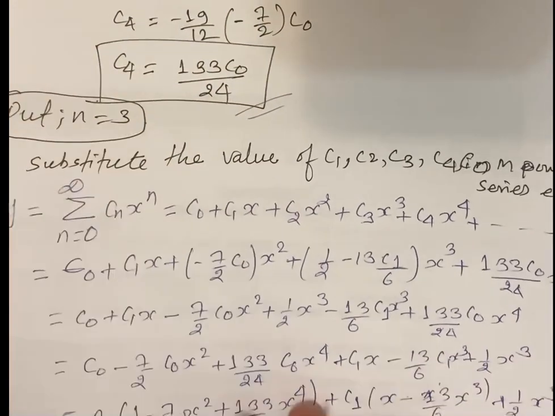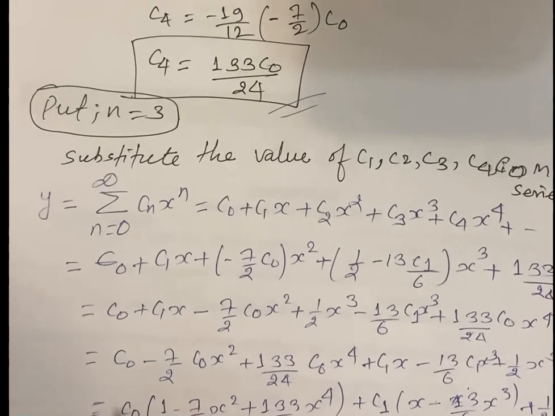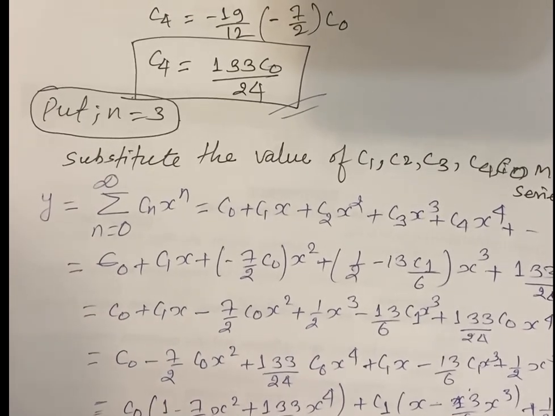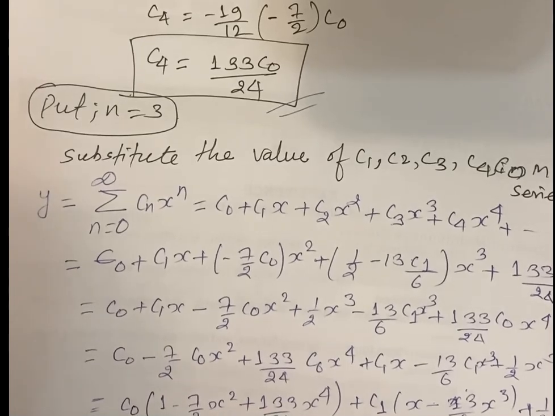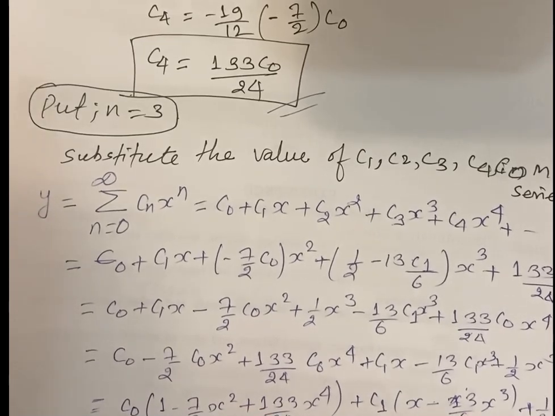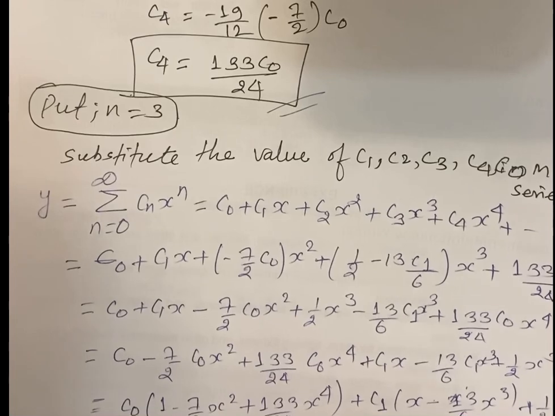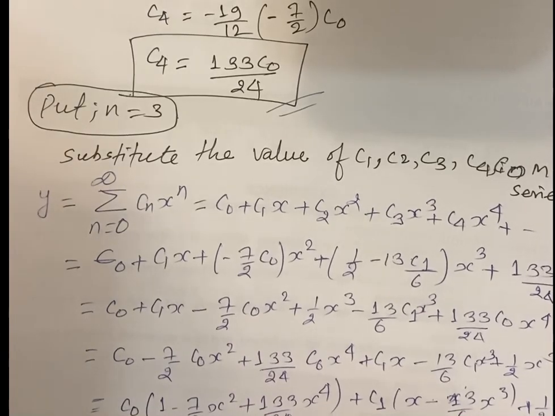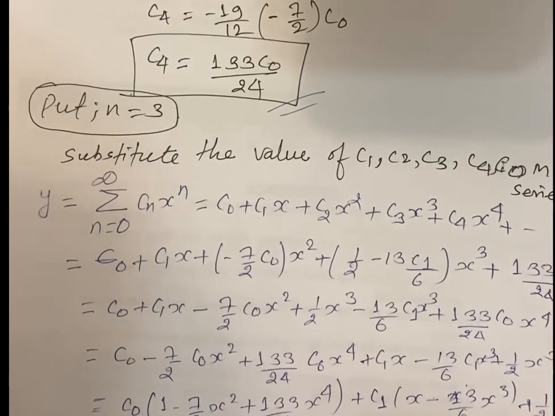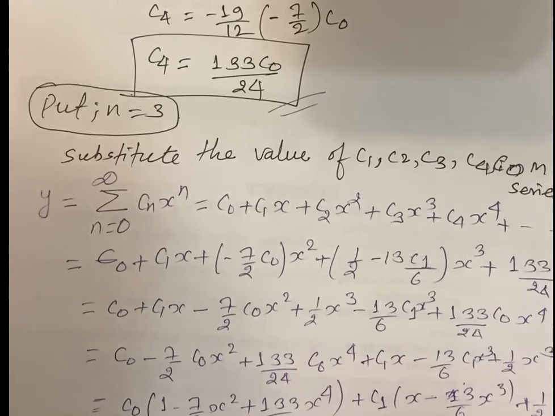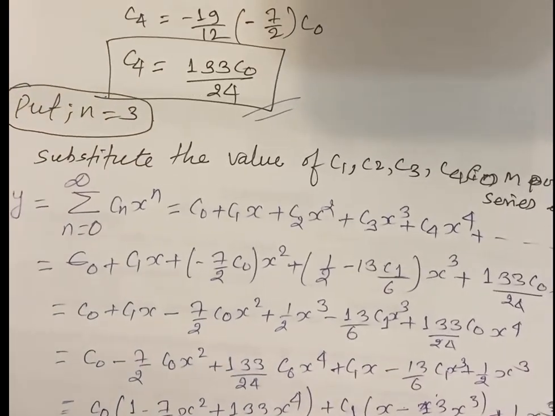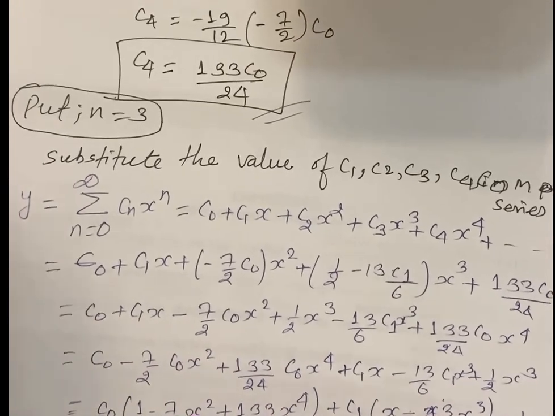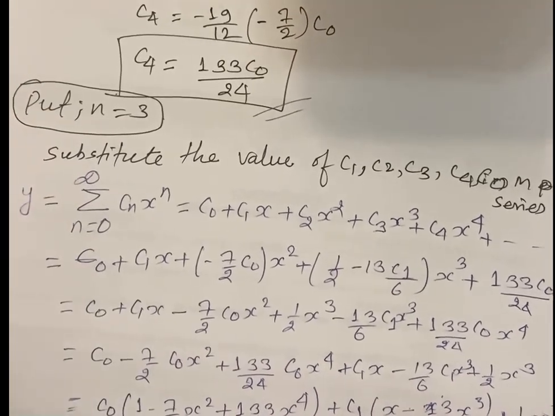Okay, so the final answer for this one is y is equal to c0 times 1 minus 7 by 2 x square plus 133 by 24 x4, plus c1 times x minus 13 by 6 x cube plus 1 upon 2 x cube. This one is the required answer.